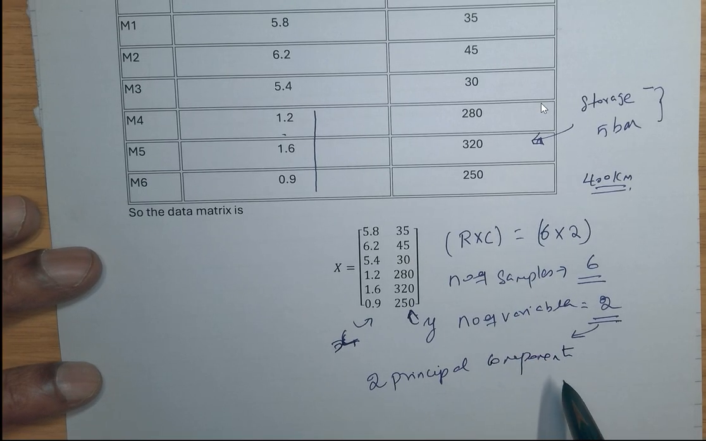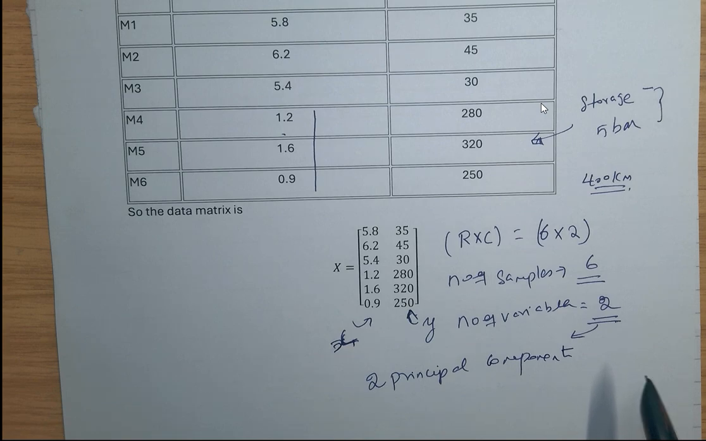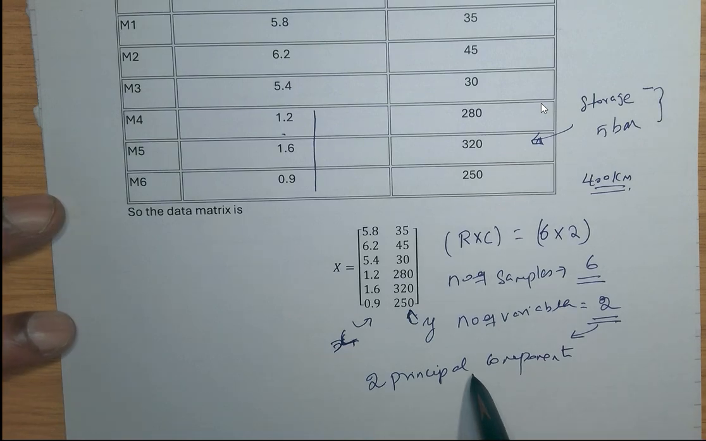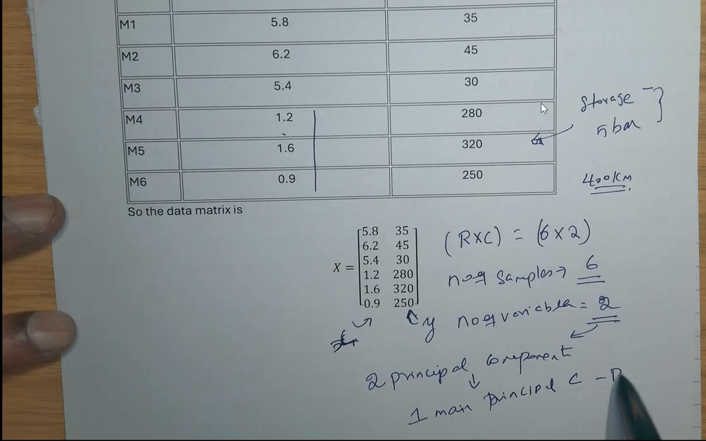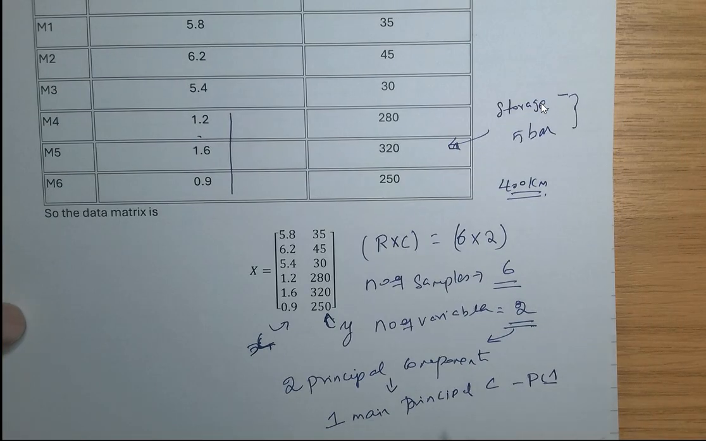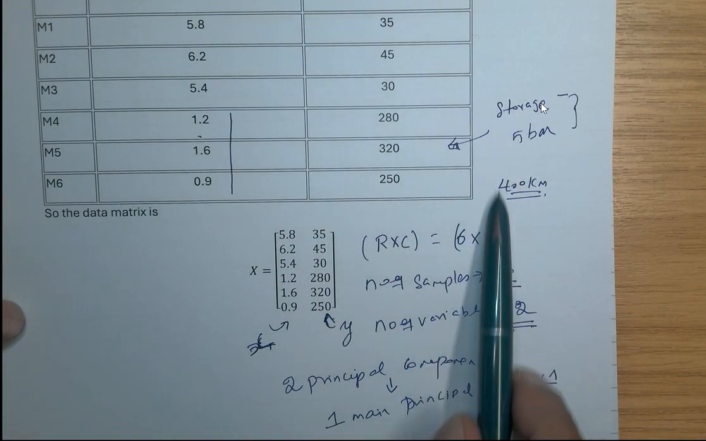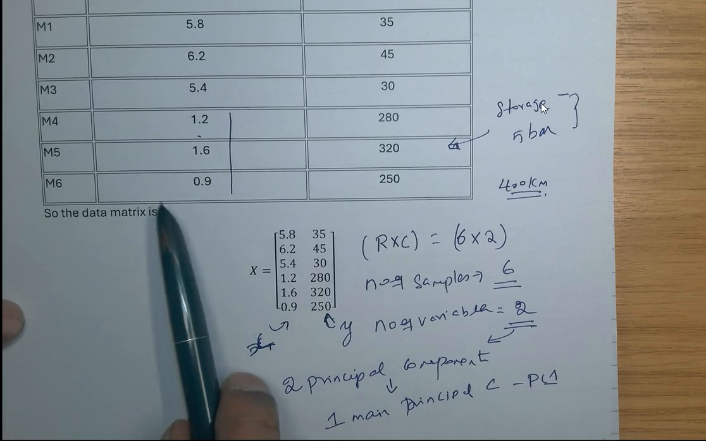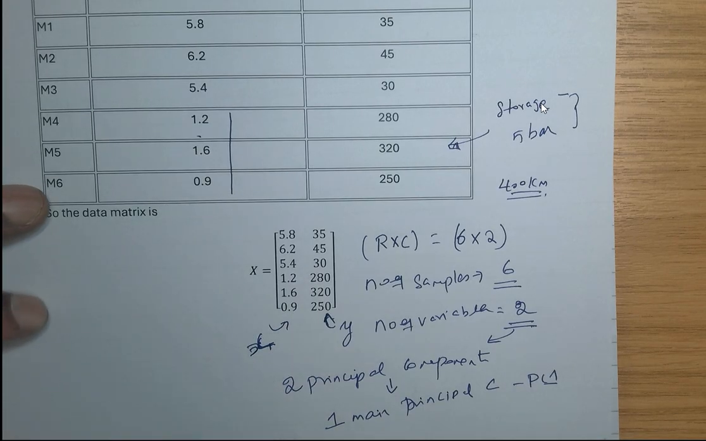But the main purpose of using PCA is obviously to reduce the dimension, isn't it? So we have to find the one main principal component, PC1, that can capture all the variance in the entire data set. So this is what we are going to do now. Let's do the PCA.